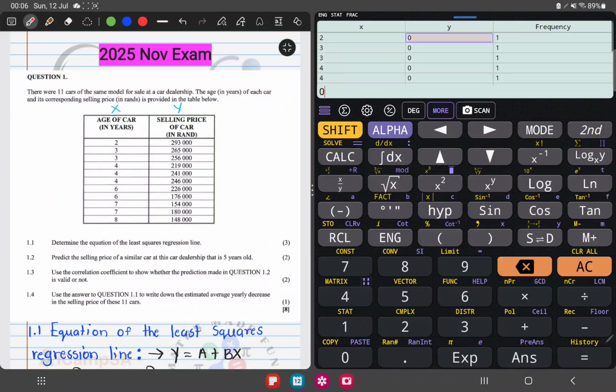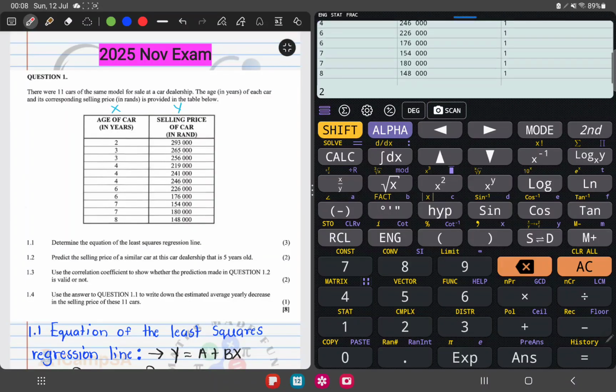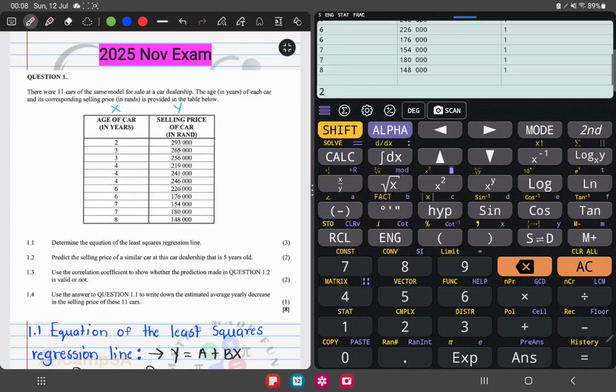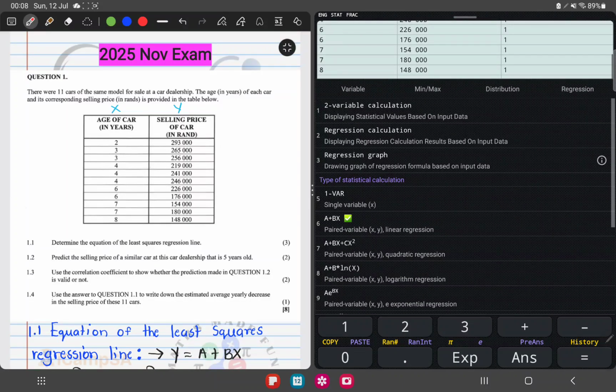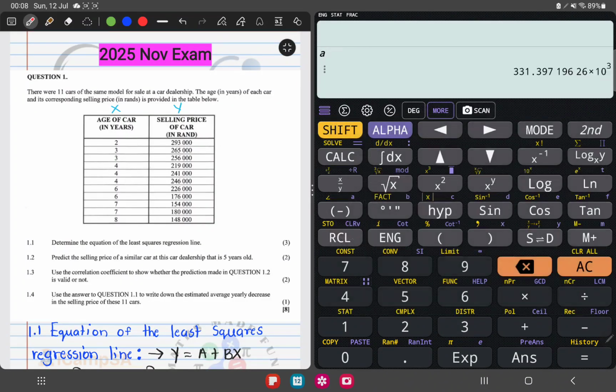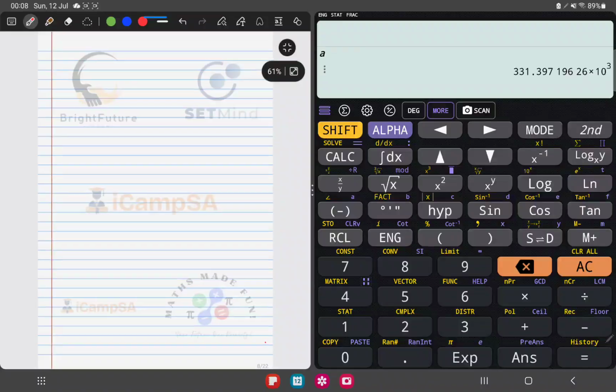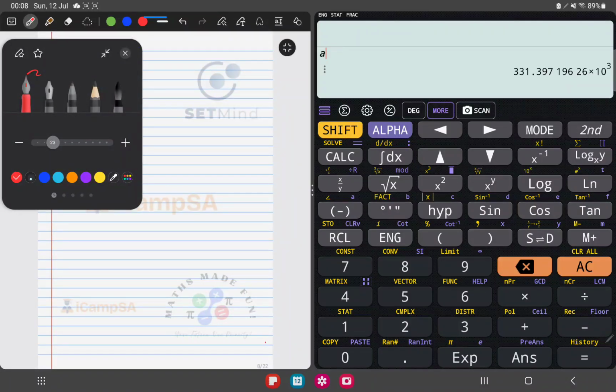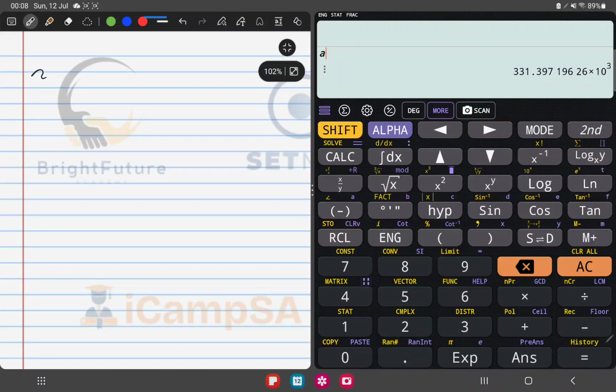It didn't capture my data, so let's fix that. We have 293. I'll quickly type in this again. Right, so our data is now up, guys. I'm done typing, so I'll go Shift 1 and then go to regression, and I'm going to read off the value for A. If you observe carefully, we now have the value for A.